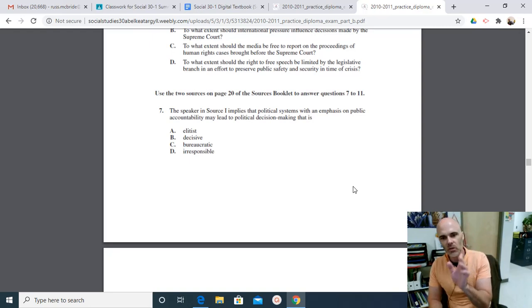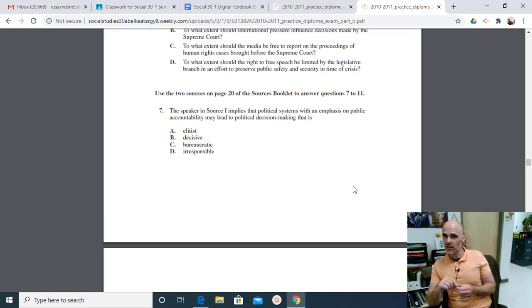The speaker in source 1 implies that political systems with an emphasis on public accountability, so holding the government accountable in public, by the public, may lead to political decision-making that is elitist. Now I'm going to read it, but I want to think about them. So, we're going to hold the government accountable. Will that lead to elitism? If we don't hold the government accountable, I think it would lead to elitism. It would lead to political decision-making that is decisive. Well, if the government knows that they're going to be held accountable, are they going to be more reluctant to act sometimes?